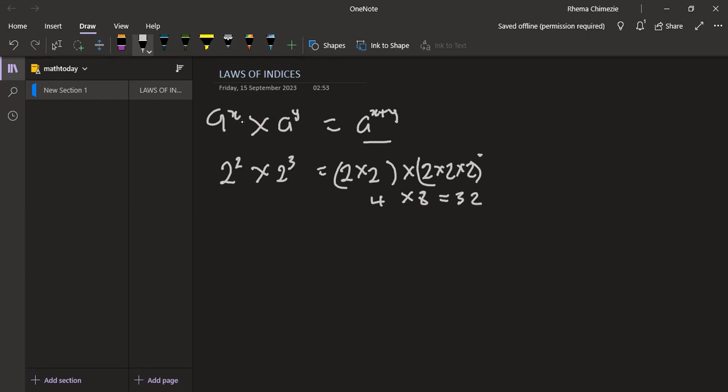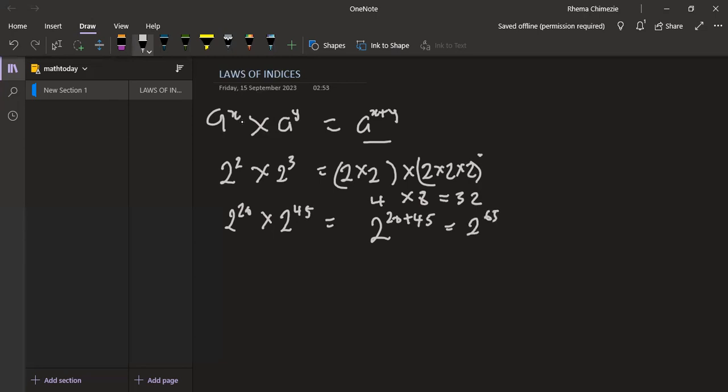Now, you can see this is a little bit lengthy, and I will tell you, this is not a very good method to go with. What if you now have a very big power, for example, 2 raised to power 20 times 2 raised to power 45? Do you expect me to start writing 2 times 2 times 2 times 2 times 2? That's where it becomes very inefficient. So what do we do in this case? You say 2 raised to power 20, you add the powers together, plus 45, and that will give you 2 raised to power 65.